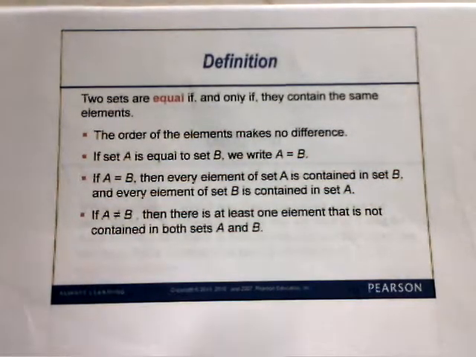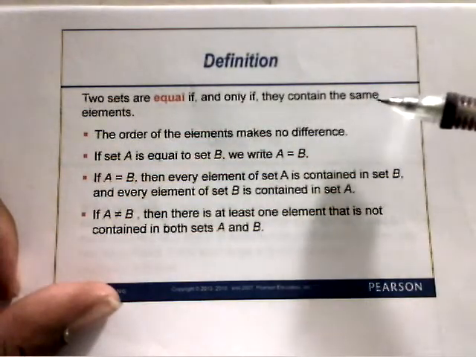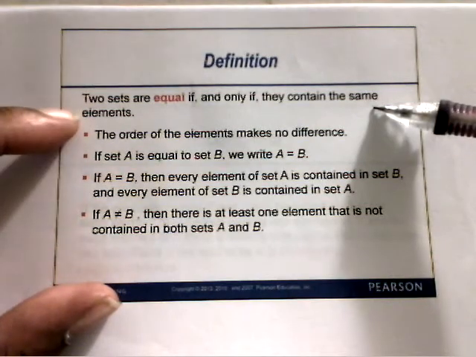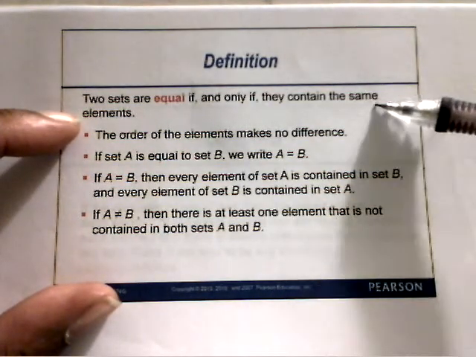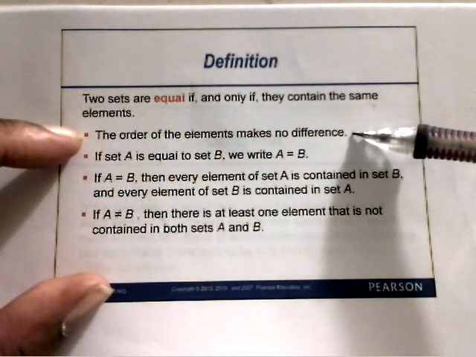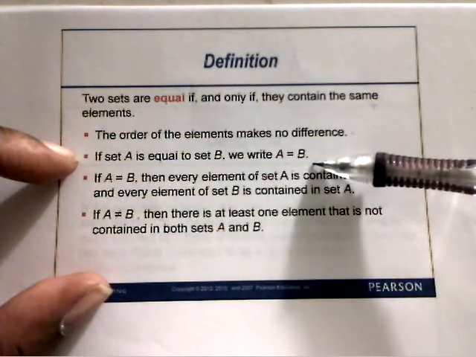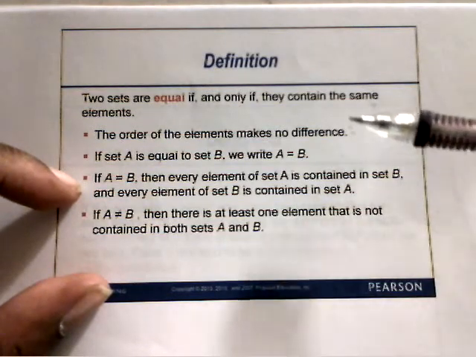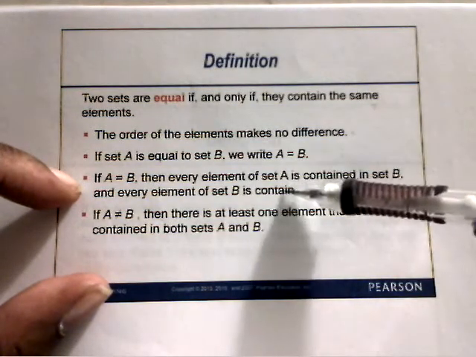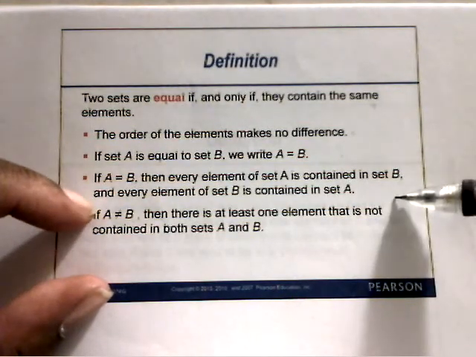Okay, let's look at some more definitions here. Equal sets. Two sets are equal if and only if they contain the same elements. They have to contain the same elements in order for two sets to be equal. The order of the elements makes no difference. If set A is equal to set B, then we write that as A = B. And if A = B, then every element in set A is contained in set B, and every element of set B is contained in set A.